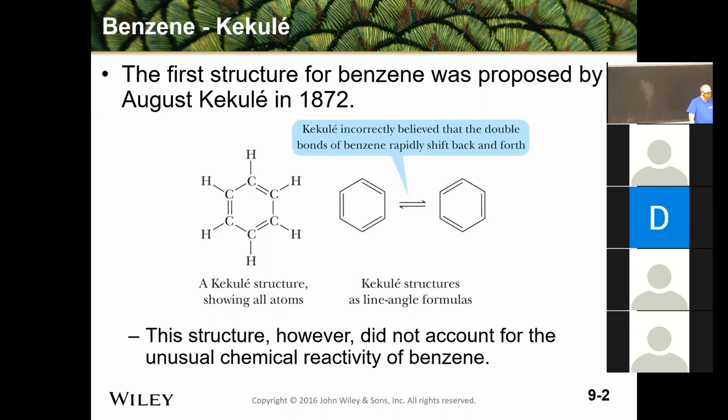The first structure for benzene was proposed by August Kekulé in 1872. Okay, he suggested that benzene consisted of a hexagonal ring with alternating double and single bonds. But this did not account for the unusual reactivity of benzene.